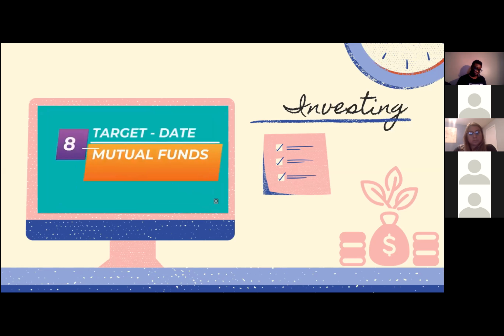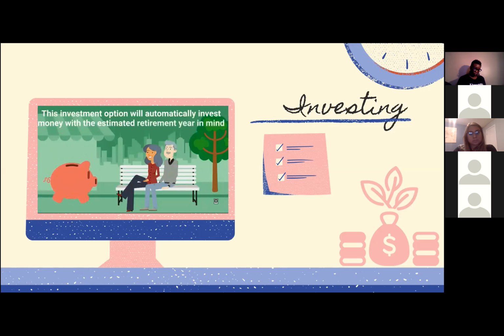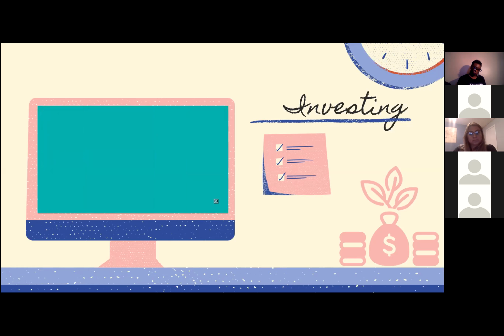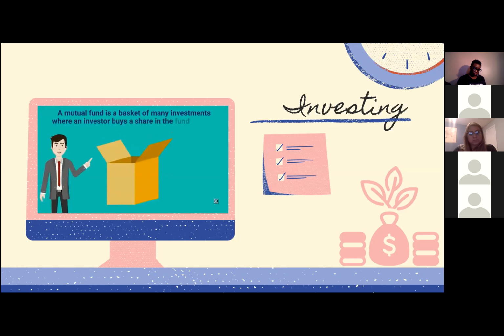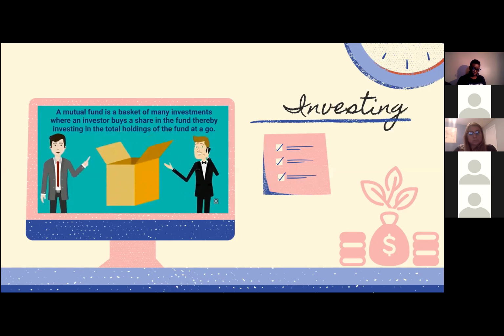Number 8, target date mutual funds. Similar to retirement plans are the target date mutual funds. This investment option will automatically invest money with the estimated retirement year in mind. A mutual fund is a basket of many investments where an investor buys a share in the fund, thereby investing in the total holdings of the fund at a go.